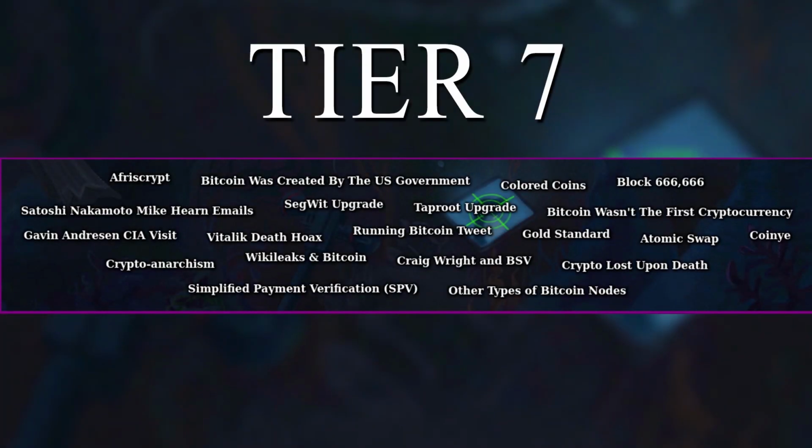Now we are down to tier 7. I've had a relatively hard time finding this information, so again, if I got anything incorrect, then please let me know in the comments.